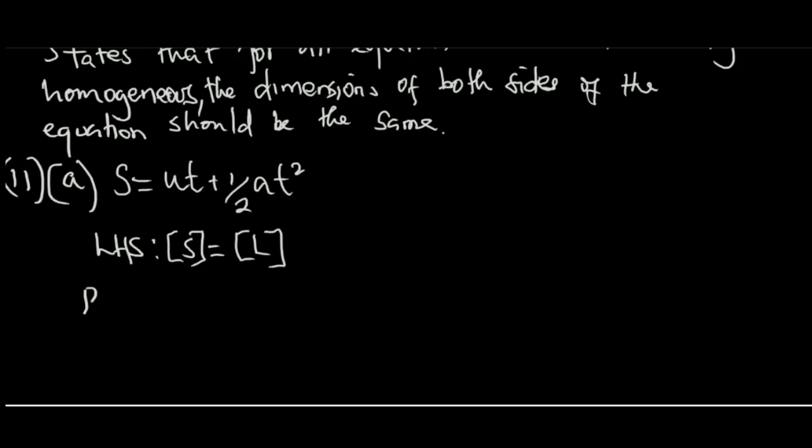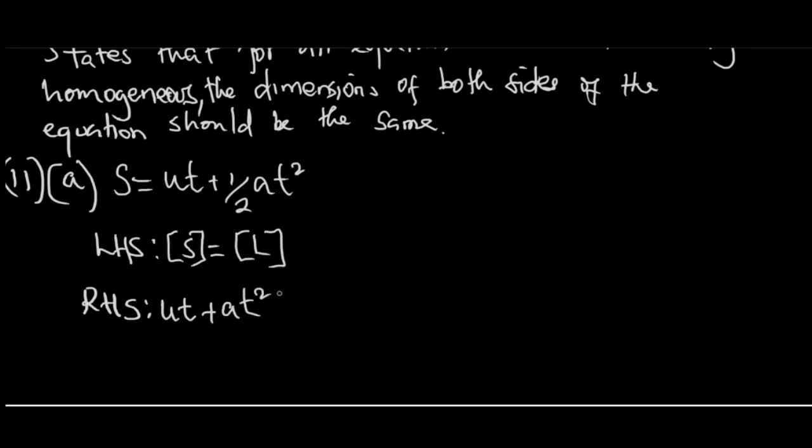Right hand side. So on the right hand side our equation is ut plus half at squared. Now we need to note that when it comes to dimension analysis, we only consider the dimensions of physical quantities. Thus constants are considered to be dimensionless. They don't have dimensions. And if you encounter a constant in your arithmetic, it is very important that it is phased out, or rather ignored. So in this case, since half being a constant has no dimensions, we are going to ignore it in our arithmetic. So this will just be presented as ut plus at squared.